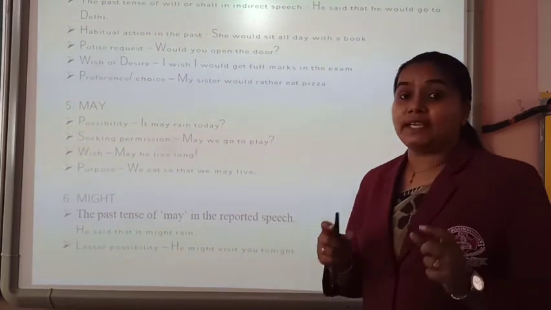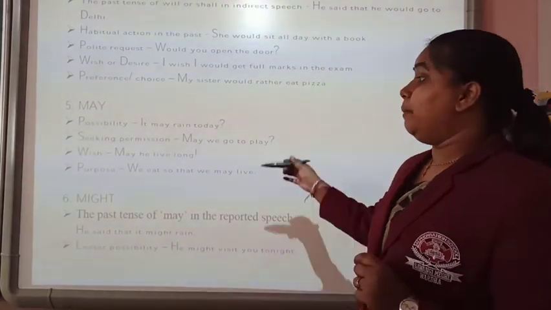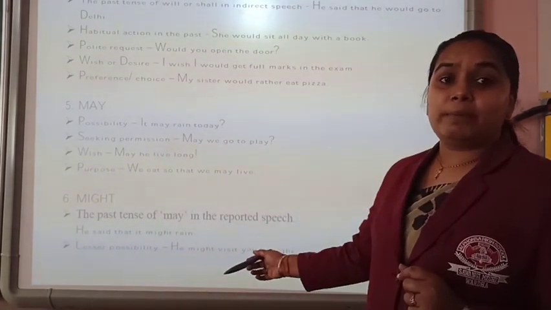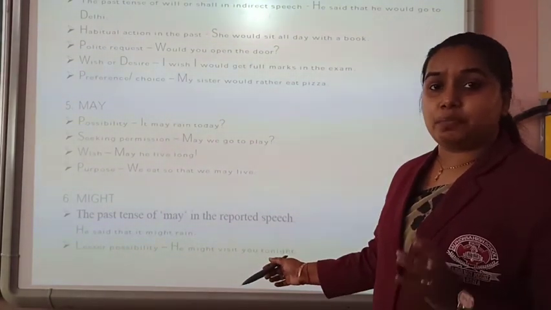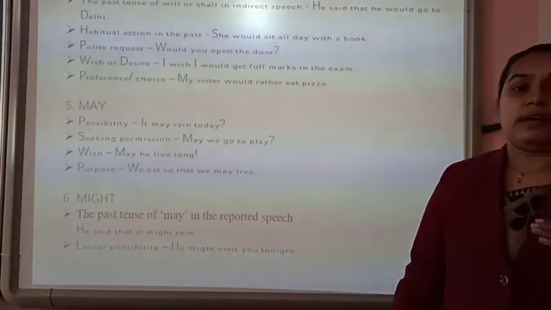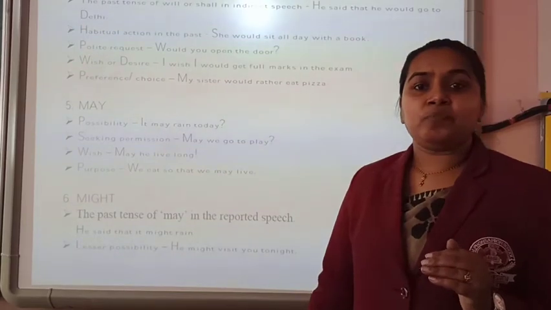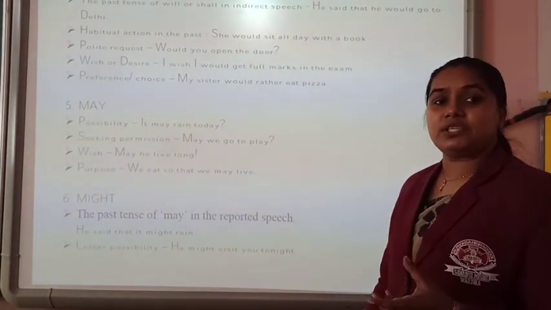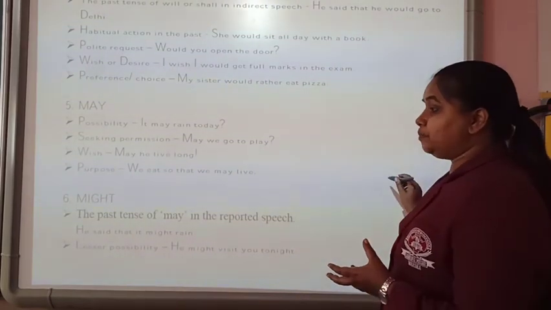And when we have a lesser possibility of something, may is also used to express possibility, might is also, but might is expressing very little possibility. He might visit you tonight. So there is a little less possibility of him coming tonight. For those events, those actions, we are using might.